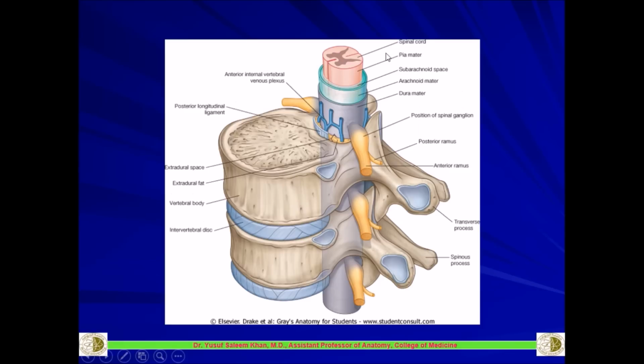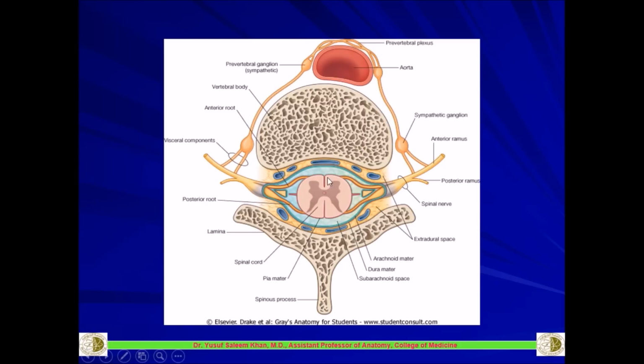Okay, so if you see here, this is the spinal cord, these are the coverings of the spinal cord, and this is how the nerve roots will be coming. To be more specific, this is the cross section of the same spinal cord. This is the vertebra, and here this is the spinal cord, and you can see the nerves coming out. These are the roots. The anterior one is called the anterior root, and behind is the posterior root. How do you identify the posterior root? Here you can see a ganglion. This ganglion is present in the posterior root. So this is the anterior root and this is the posterior root.